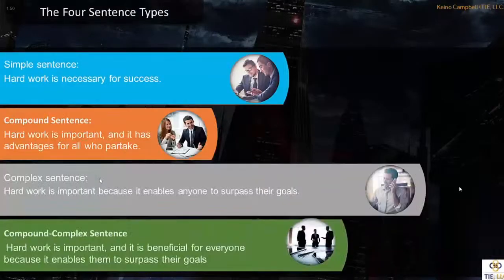On here, you can see the four sentence types. What I tried to do here was just use the same sentence topic over and over again so you can see the difference. Simple sentence: Hard work is necessary for success. Compound sentence: Hard work is important and it has advantages for all who partake. Complex sentence: Hard work is important because it enables anyone to surpass their goals. Compound complex sentence: Hard work is important and it is beneficial for everyone because it enables them to surpass their goals. Okay? If you have mastery over these four types, you're in really good shape.